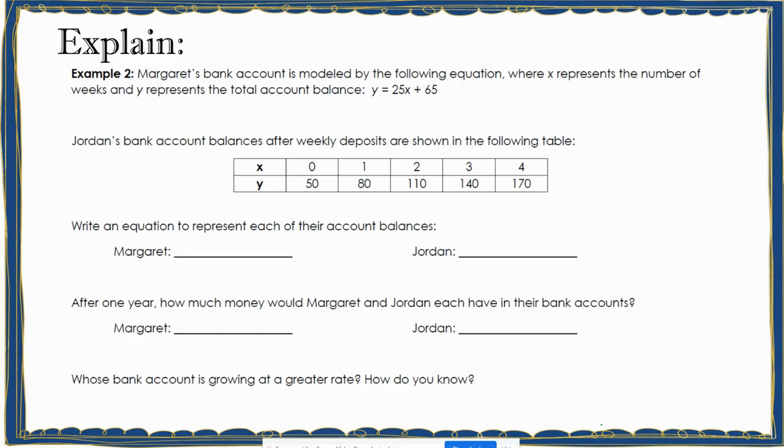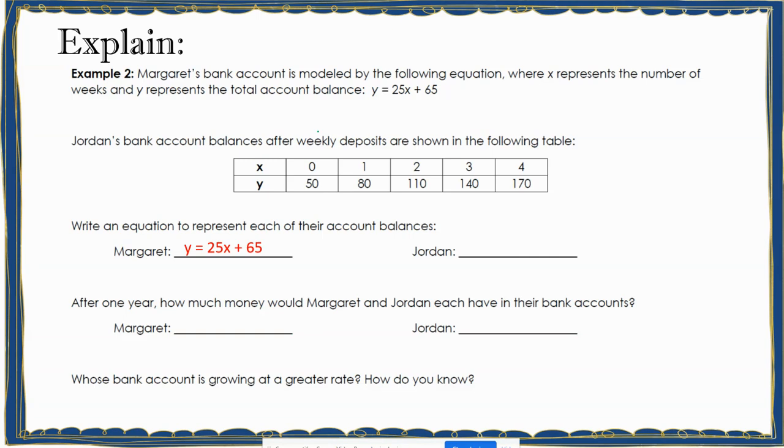Example 2 says Margaret's bank account is modeled by the following equation, where x represents the number of weeks and y represents the total account balance. So y equals 25x plus 65. So we know that Margaret's equation is y equals 25x plus 65. So we can go ahead and put that for Margaret.